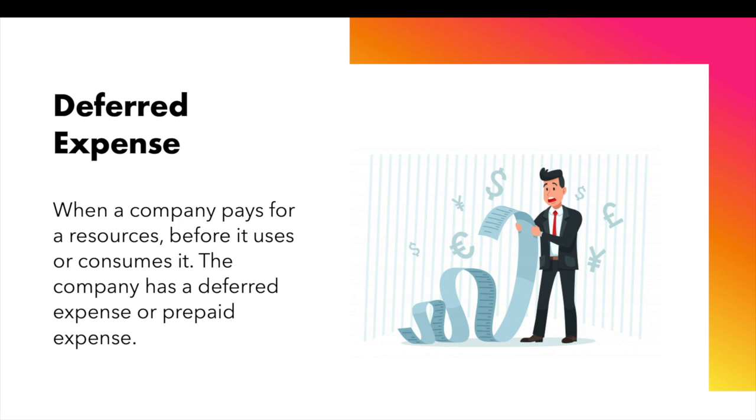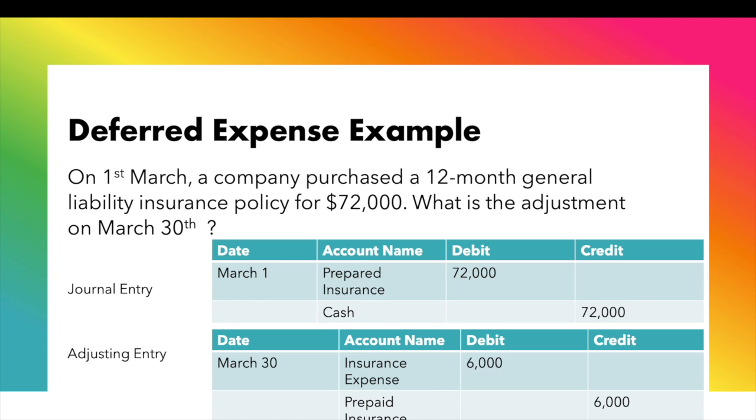Lastly, we will look at deferred expense. When a company pays for a resource before it uses or consumes it, the company has a deferred expense or prepaid expense. For example, on the 1st of March, a company purchased a 12-month general liability insurance policy for $72,000. Therefore, it is $6,000 per month if we divide this by 12. The adjusting entry will be debit insurance expense and credit prepaid insurance.